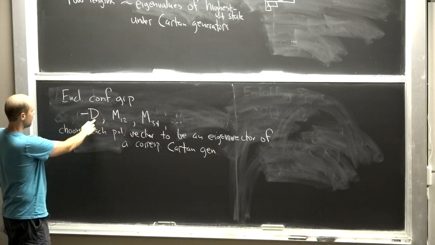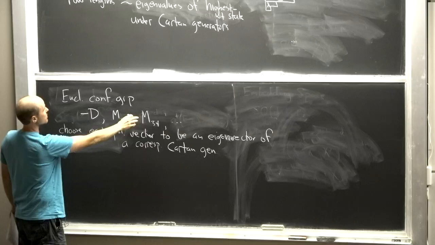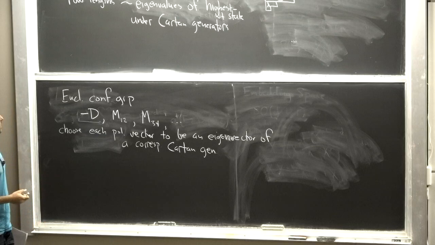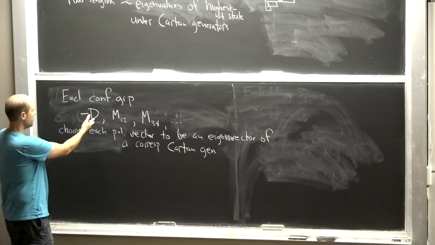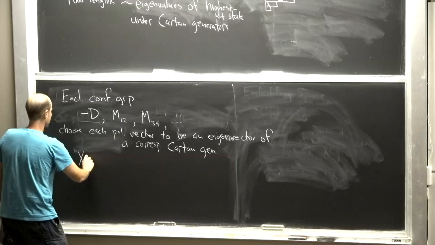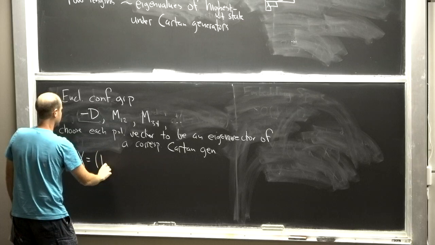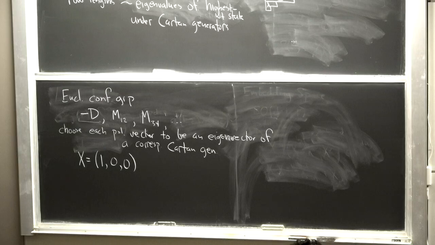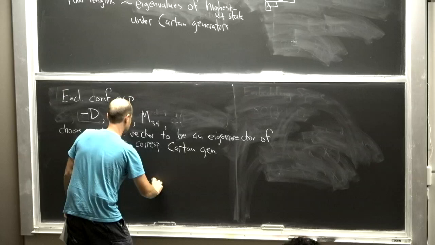So let's take the Cartan generator D. We can associate these Cartan generators with rows of the Young diagram. And we can think about this one, minus D, as being associated with the first row. So let's take the polarization vector for the first row, which is capital X, and let's set it to an eigenvector of D. So what is that eigenvector with eigenvalue 1? I'm not going to write out what D is in the embedding space. You can look it up. I'll just tell you what the eigenvector is. So this is the eigenvector with eigenvalue 1. And physically, this corresponds to the origin in the Poincaré section.